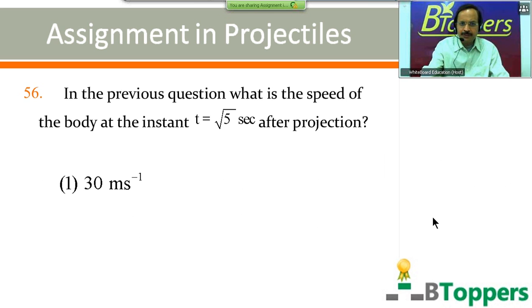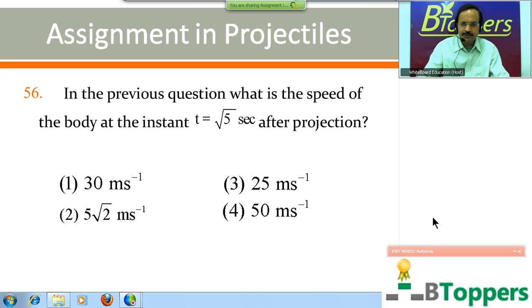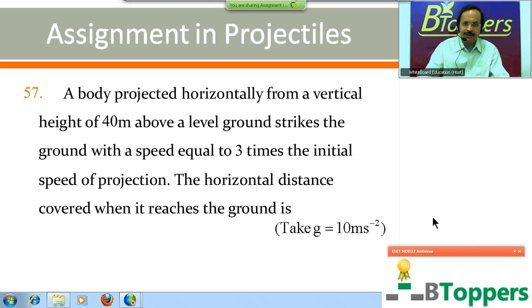So I have just discussed the question number 56. You get the first option as the answer. That is, the answer is 30 meter per second. Next, I am going to discuss the question number 57.